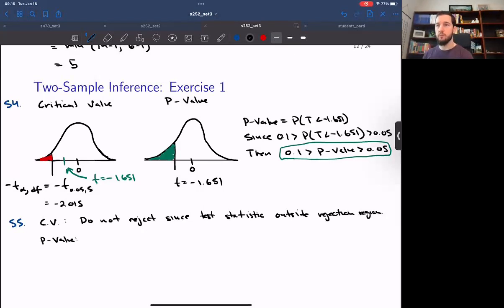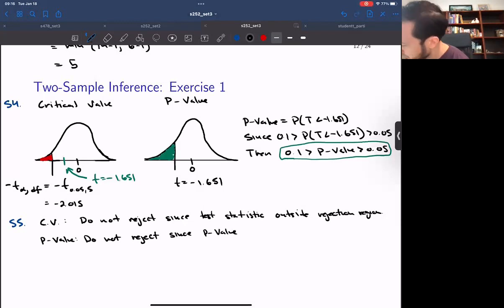If we take the p-value approach, the same thing. So we say do not reject since the p-value is greater than alpha.